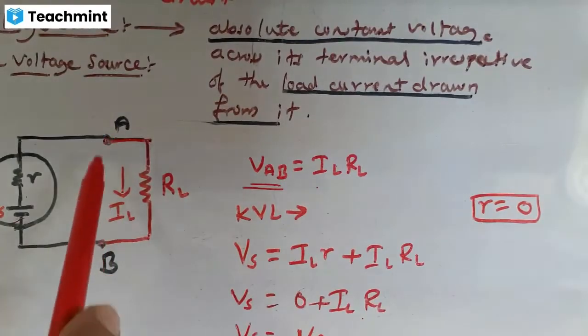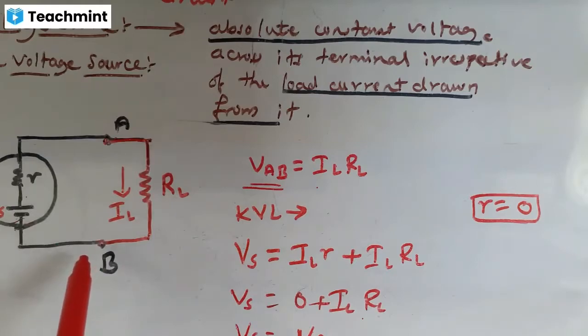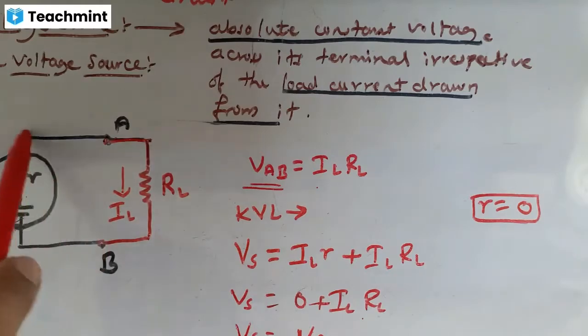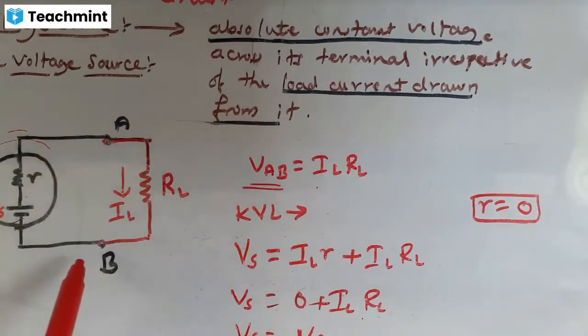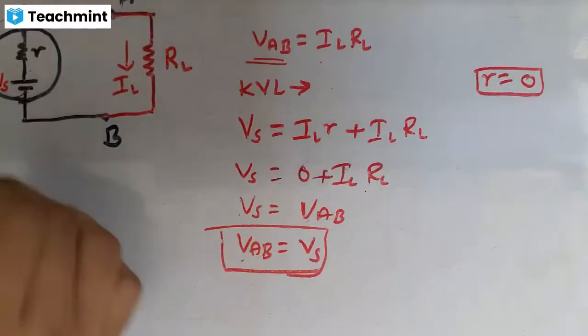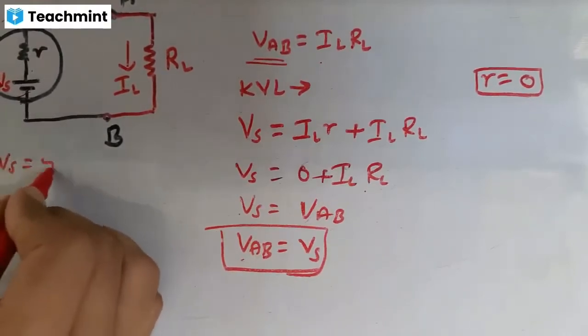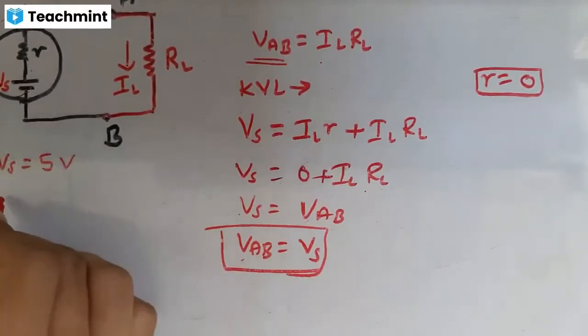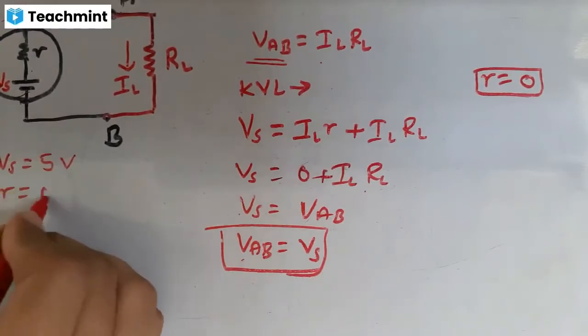Whatever current you draw, but VAB, voltage across AB. Voltage across AB means what? Voltage across the battery terminals. Everything here is a battery, in the sense a voltage source. The voltage source is there across this terminal, that means A and B. Here you will get VAB, that is the voltage across its terminal, that will remain constant irrespective of the current drawn. For example, if Vs equals to 5 volt, the actual voltage of the voltage source is Vs equals to 5 volt.